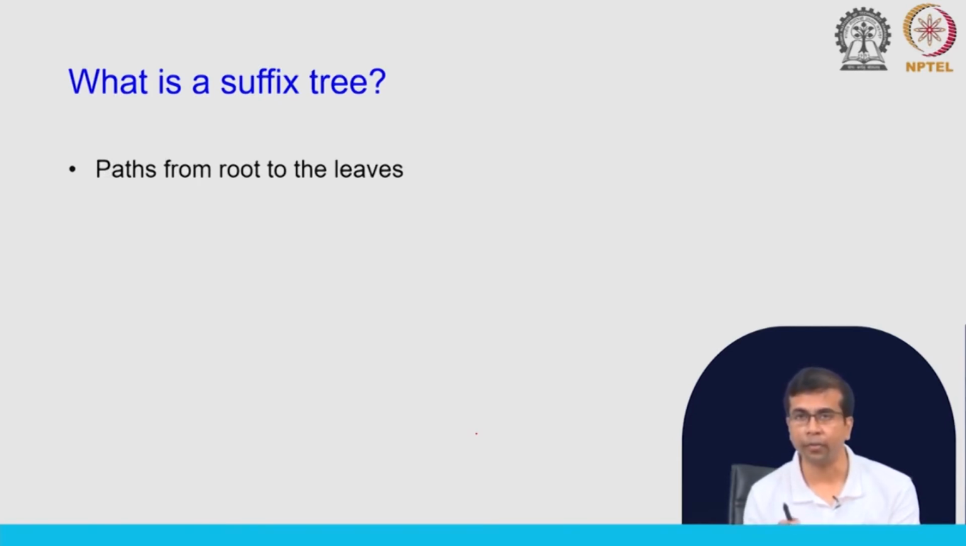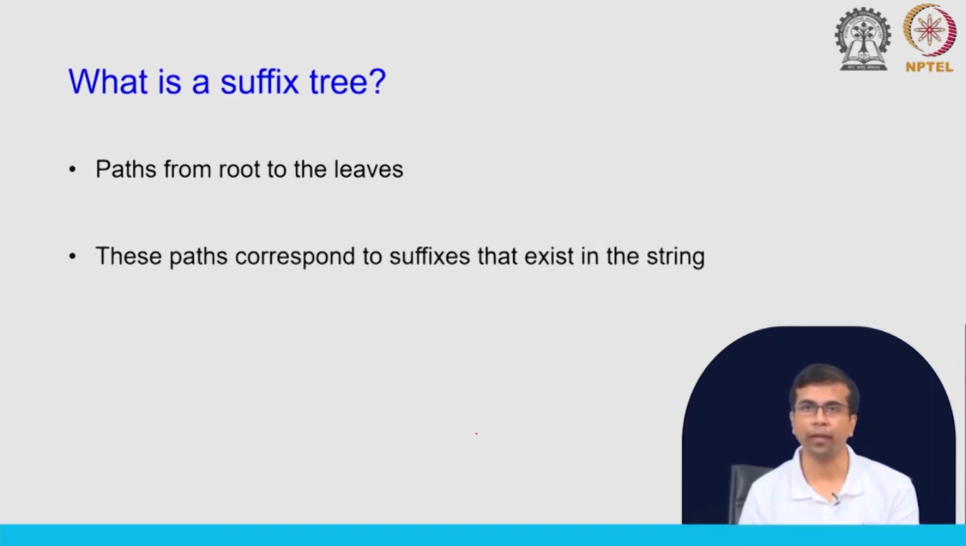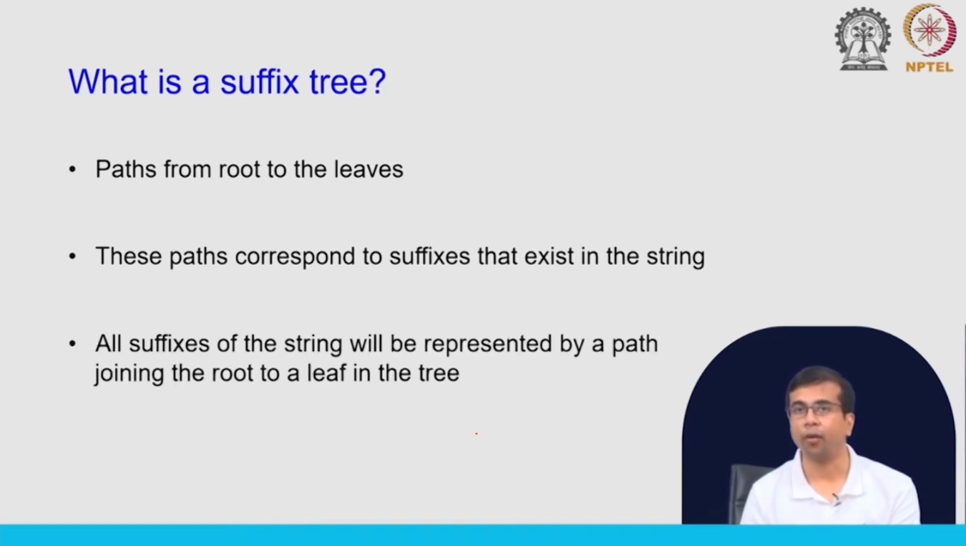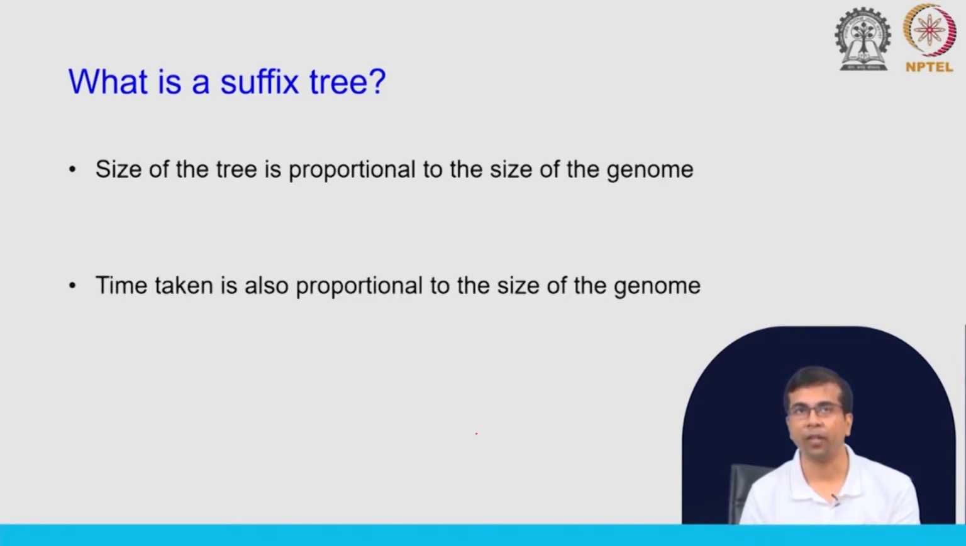In a moment we will see how the structures actually look and understand this better. These paths correspond to the suffixes that exist in the string. We have seen all possible suffixes, and we will have paths corresponding to each of them. All suffixes of the string will be represented by a path that joins the root and goes to a leaf in that tree. So, this will be the suffix tree, where all the suffixes of a string are represented.